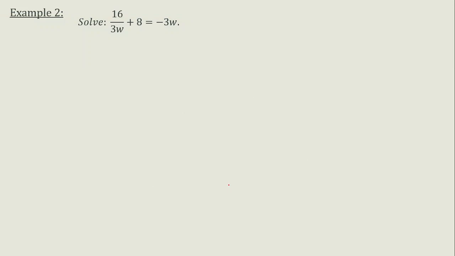So for example number 2, class, we are going to solve 16 divided by 3w plus 8 is equal to negative 3w. So copy the given. After that, let's find the LCD of the fraction. So how to find again the LCD? By finding first the denominators.